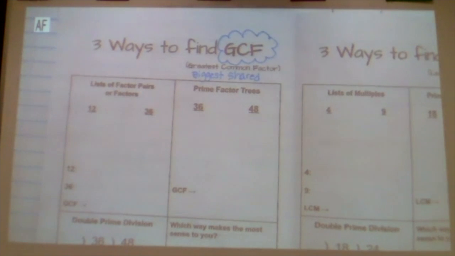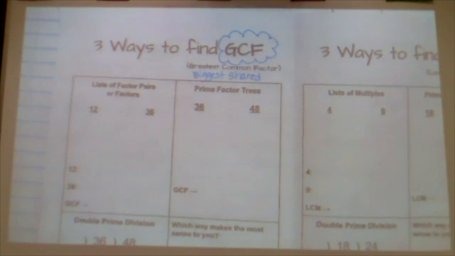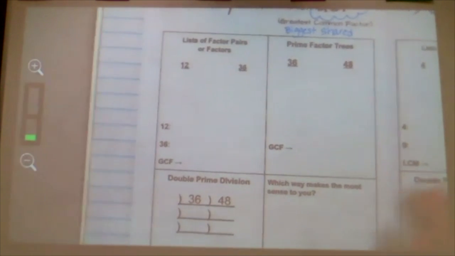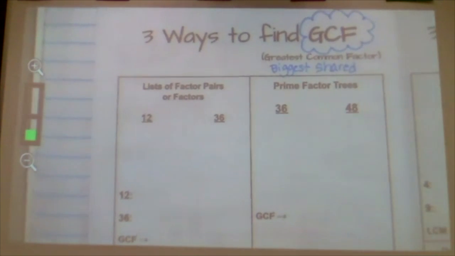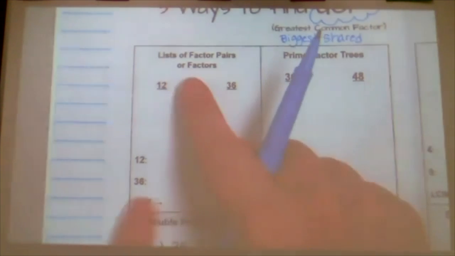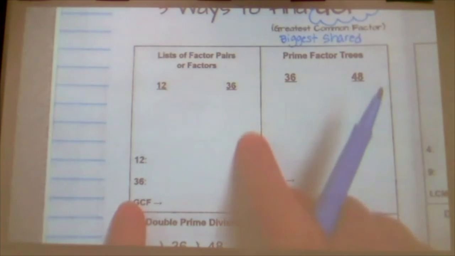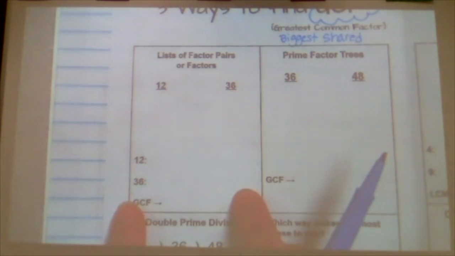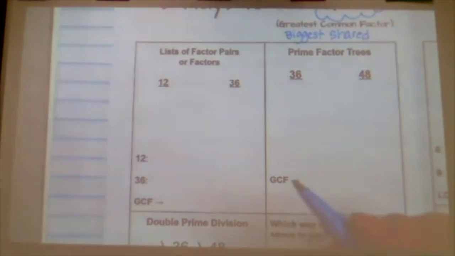So we're going to go over 3 different ways to find GCF, and you might like 1 or 2 of these better than the others. So the first way that we're going to zoom in on is to just list the factor pairs or the factors. So that's this very first box. So we're going to do this for the numbers 12 and 36, and I'm going to show you 2 different ways you can list them. So the first way is to list them by factor pairs.